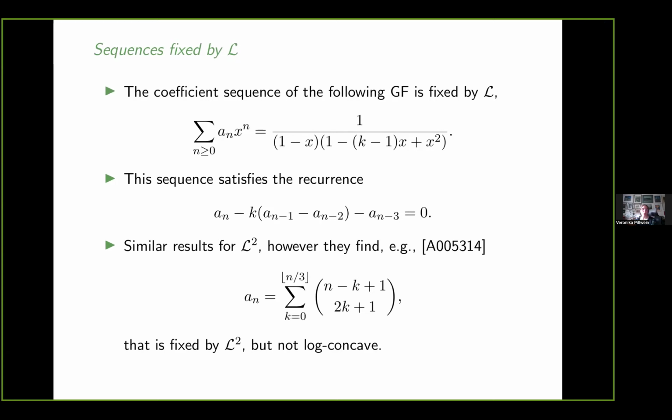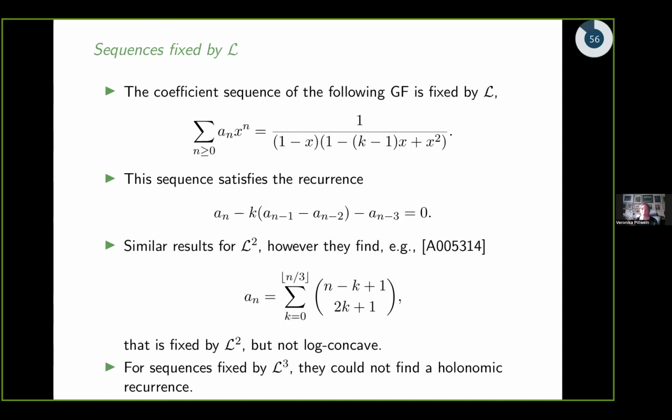They tried also to find sequences that are fixed by L squared. So they came across this example. It's fixed by L squared, but in this case, it's not log concave. But it's holonomic. When they tried to find something that is fixed by L cubed, they could construct it effectively, but they could not find a holonomic recurrence for these things.